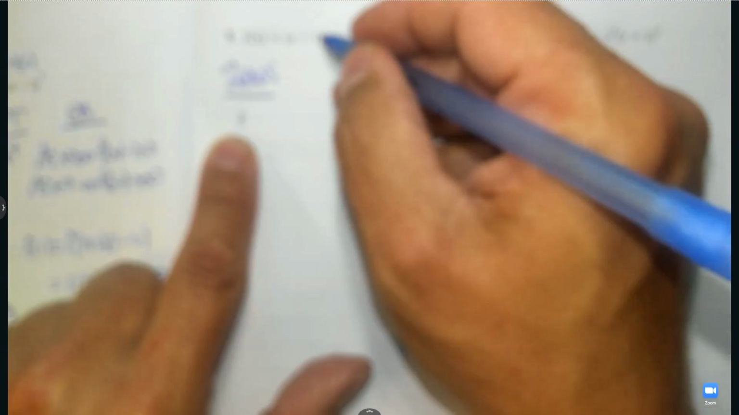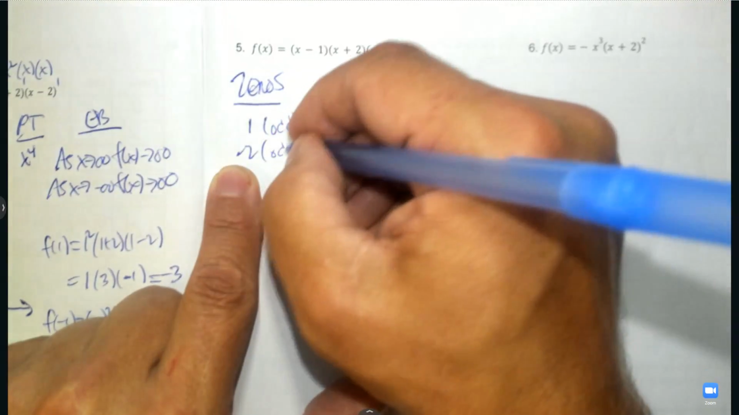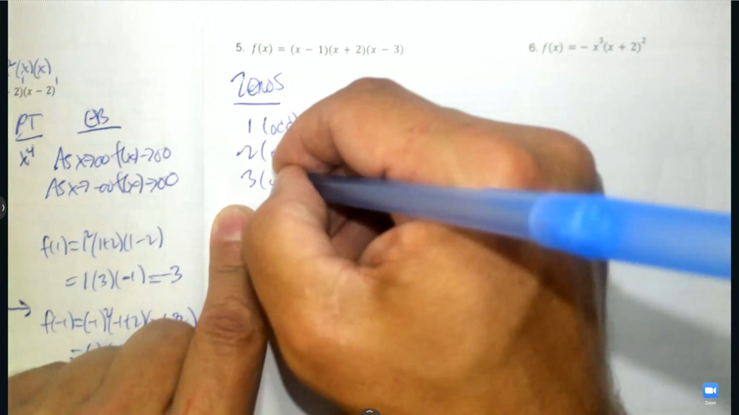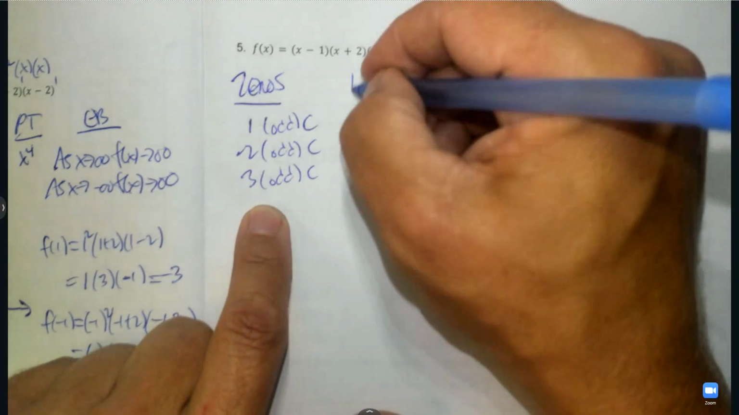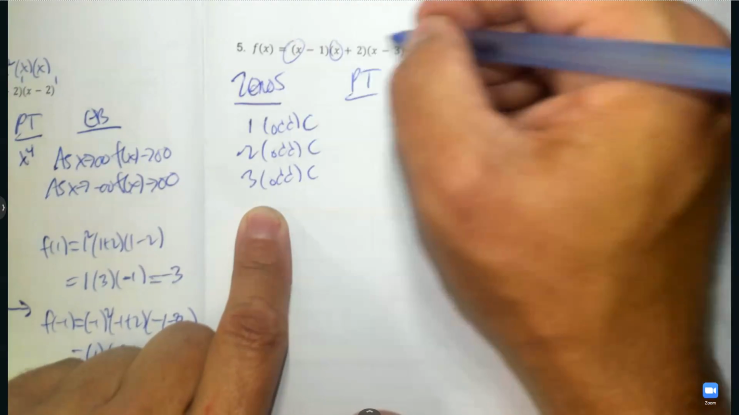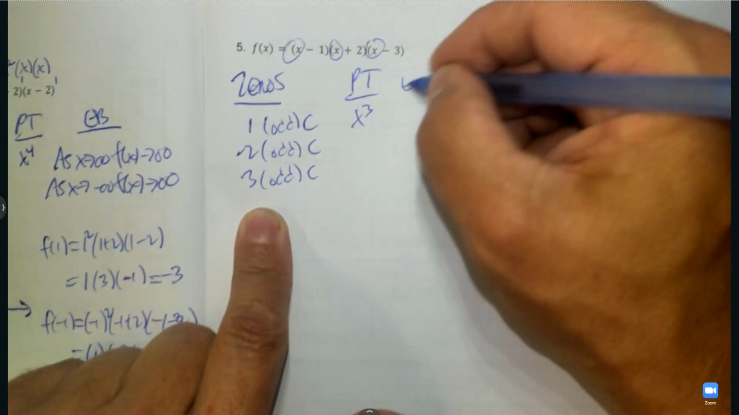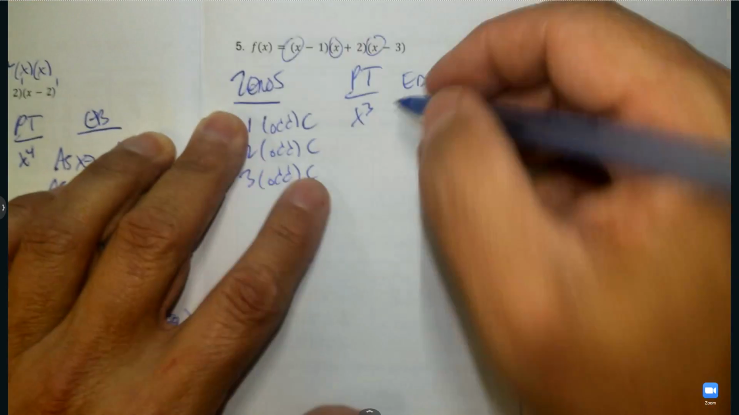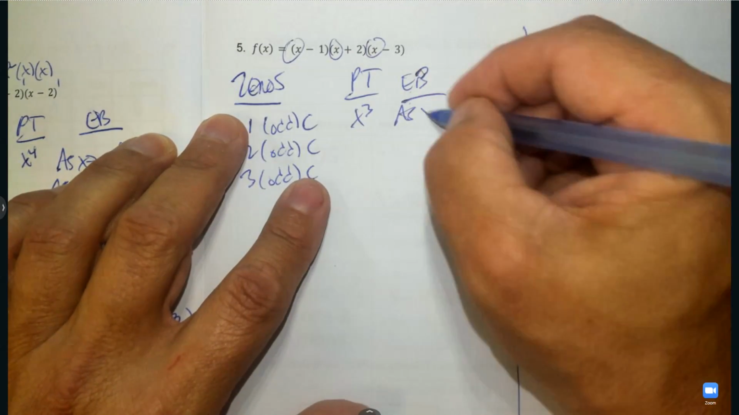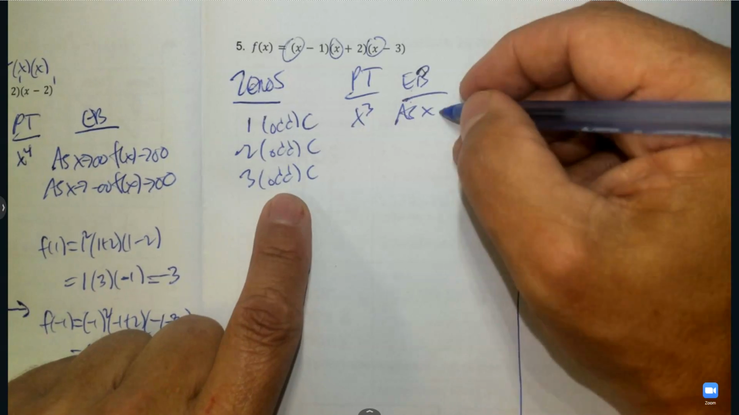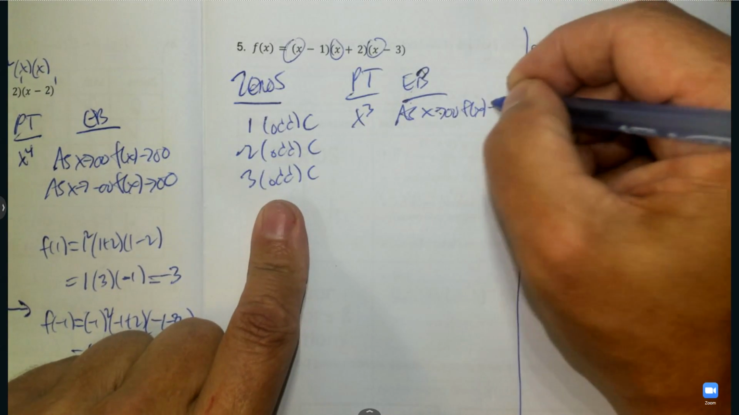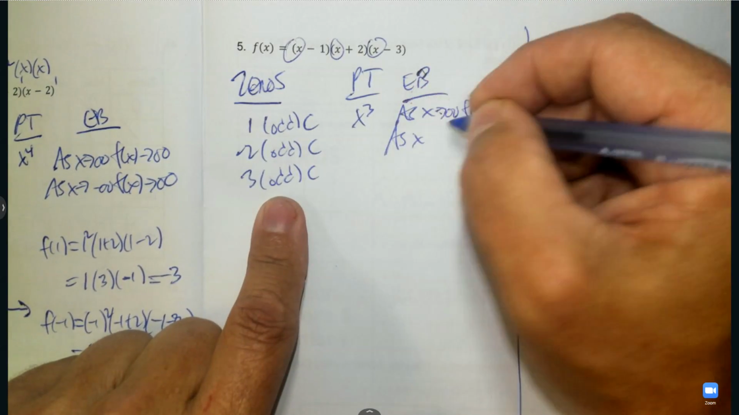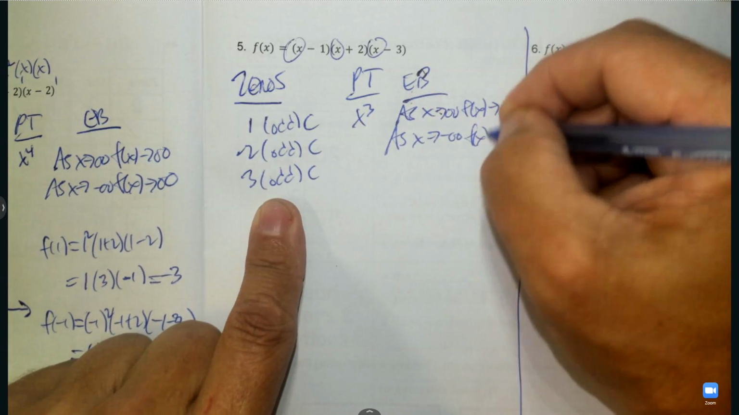So we have +1, odd exponent, it's going to cross. Negative 2, odd exponent, it's going to cross. Positive 3, odd exponent, going to cross. Power term, x times x times x, x cubed. What does that mean? That means the right end and the left end: the right end goes up, left end goes down. And now you know how to write the end behavior statements.